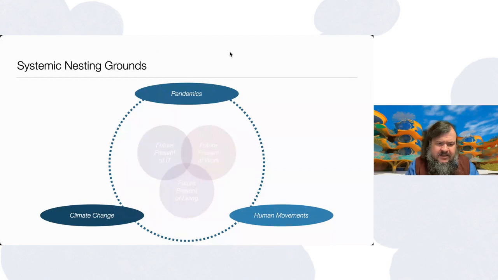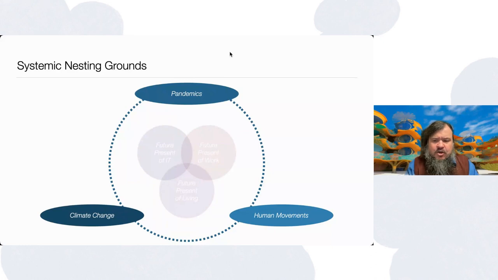And this is what I call the nesting grounds for black swans. So we have climate change is one. What we're seeing with climate change worldwide. Pandemics, not just obviously COVID, but other pandemics. We are already seeing some discussion of whether bird flu, for instance, could become a pandemic, but there are others ranging from dengue, etc., depending on where you are in the world.